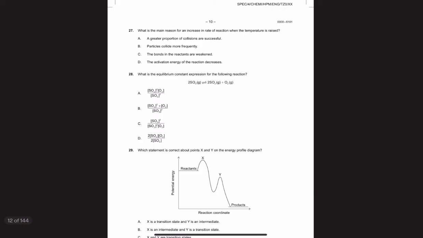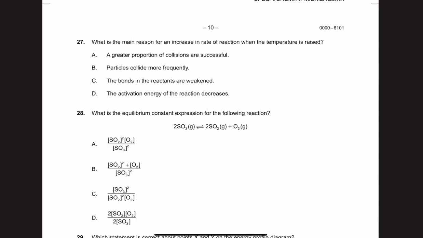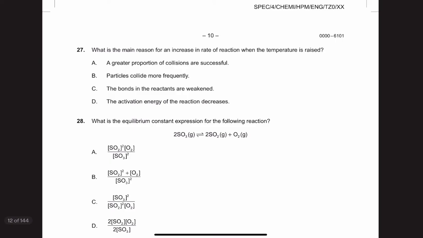Easy question. Okay, 27. What is the main reason for an increase in rate of reaction when the temperature is raised? Very easy question. Let's see the options. A: a greater proportion of collisions are successful. That already looks correct, but let's see the rest. Particles collide more frequently: not necessarily the main reason for the increase in rate of reaction. We need a greater proportion of successful collisions, not just more frequent collisions.